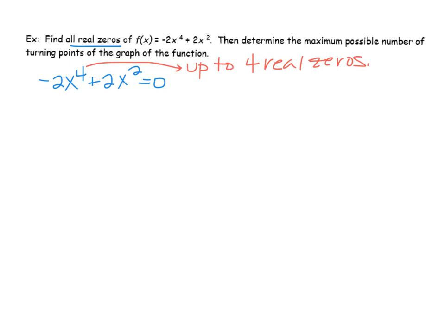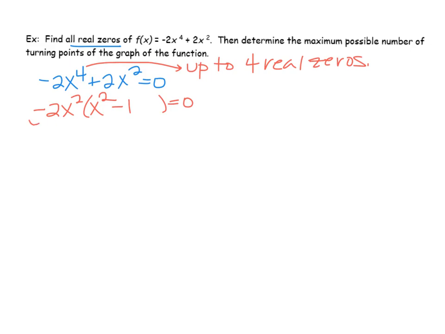Take a look at negative 2x to the fourth and 2x squared. We could actually factor a negative 2x squared out of both of them. If we took negative 2x squared out of negative 2x to the fourth, we'd have x squared. If we take negative 2x squared out of positive 2x squared, we'd have minus 1 equals 0.